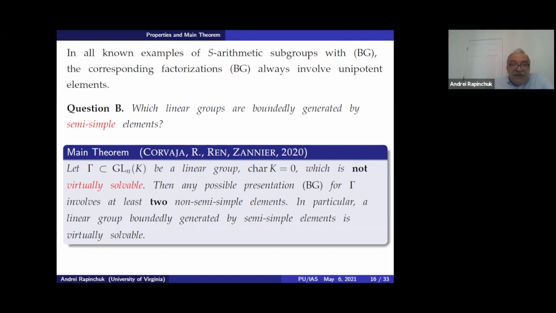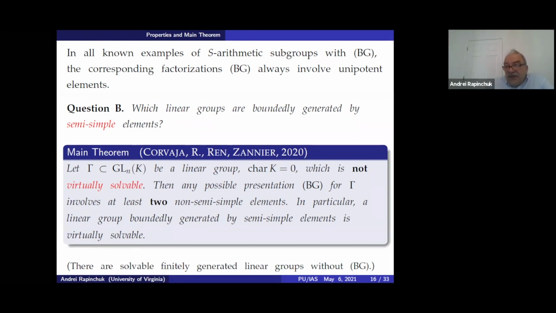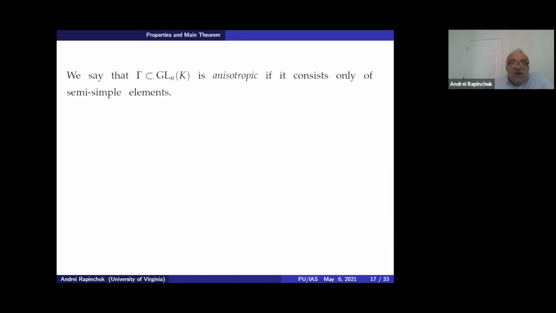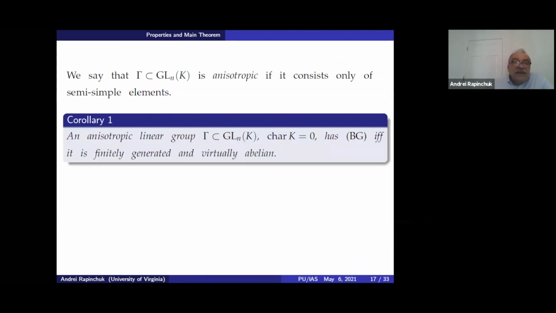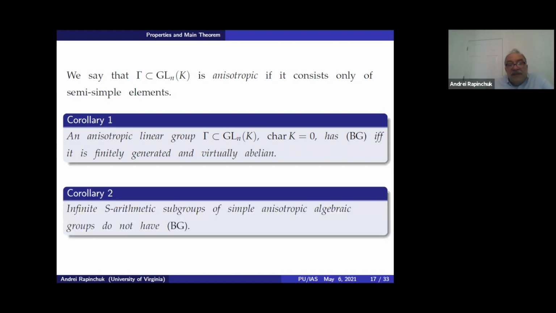Now, unfortunately, it's not a criterion, since one can relatively easily construct solvable finitely generated linear groups without bounded generation, but it becomes a criterion for anisotropic groups. Building on the definition I gave for algebraic groups, we will say that a linear group is anisotropic if it consists only of semisimple elements. Such groups can be constructed using division algebras or anisotropic quadratic or Hermitian forms, so they do exist. In this case, we have the following statement. Corollary 1: an anisotropic linear group over a field of characteristic 0 has bounded generation if and only if it is finitely generated and virtually abelian. No other anisotropic group can have bounded generation. In particular, infinite S-arithmetic subgroups of simple anisotropic algebraic groups do not have bounded generation.